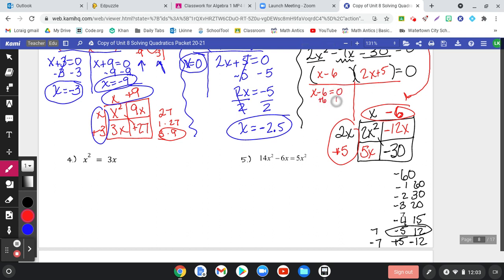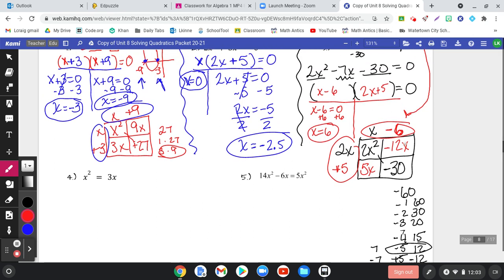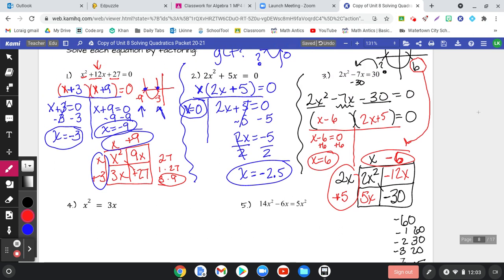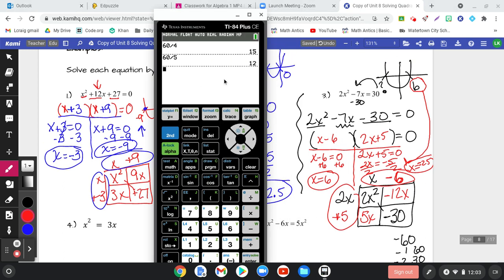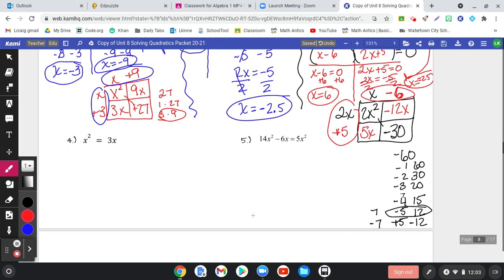So we add 6 to both sides. X equals 6 is one of our zeros, which we already knew by looking at the graph. This other zero, however, 2x plus 5 equals 0. Subtract 5 from both sides, so 2x equals negative 5. Divide by 2, again, that looks familiar. X equals negative 2.5. Okay? And again, if you looked at the graph, that's about right. Negative 2.5. All right, couple more.